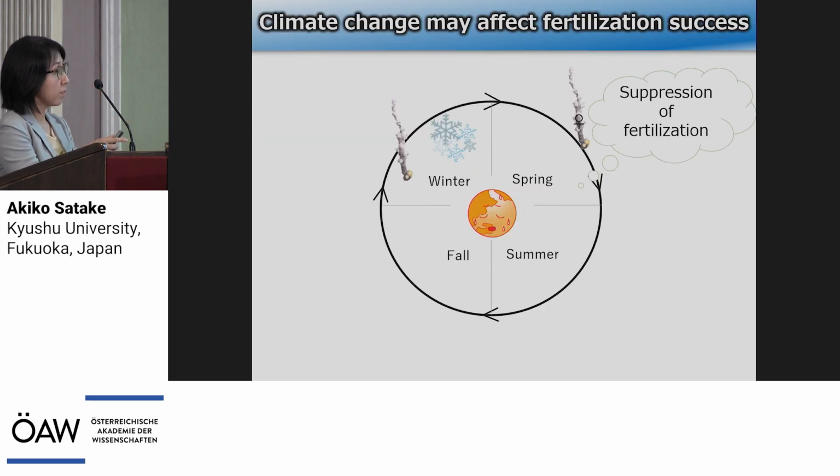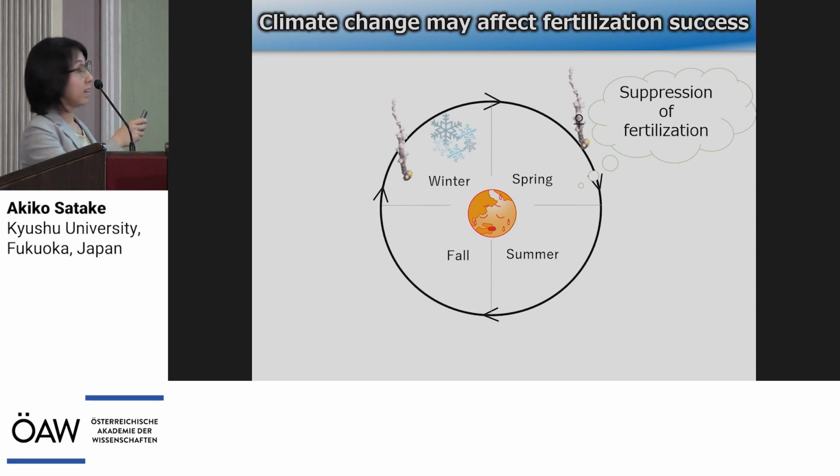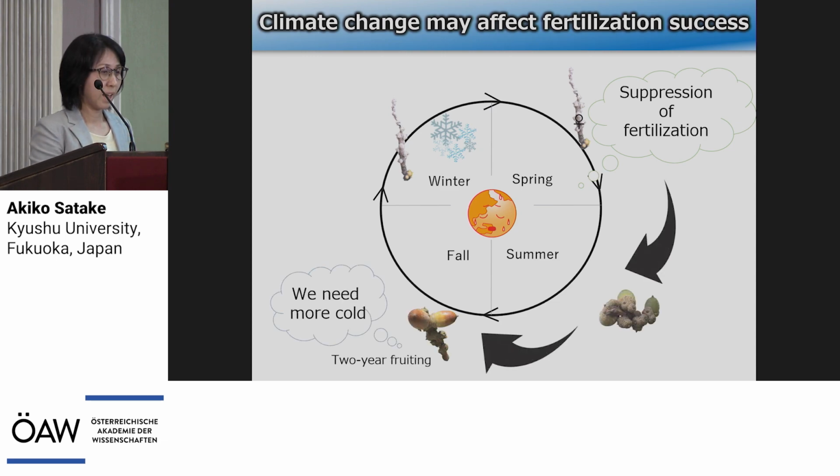Because if the 2-year fruiting species require winter cold to develop ovules, climate change would have a significant impact on fertilization success. So fertilization may be suppressed and that would impair seed production. That is a big issue.